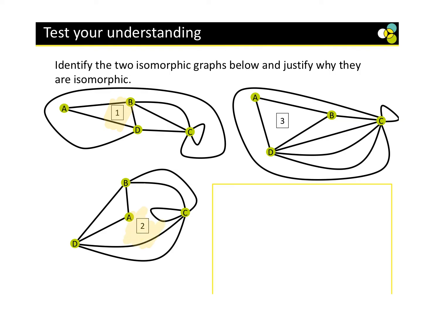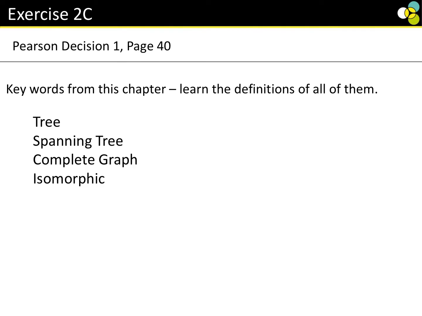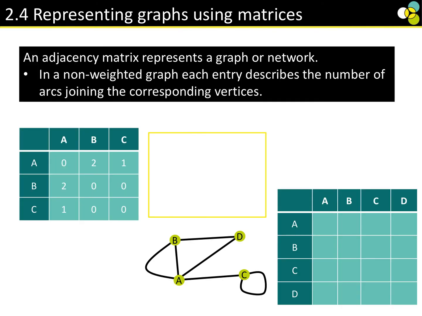Well done. Okay, so for this part of the chapter, we've learned about trees, spanning trees, complete graphs, and isomorphic graphs, okay? Again, if you need more help on that, please use the book. Okay, last but not least, and then we will be able to move on to Prim's, Kruskal's, and Dijkstra's, which I'm really excited about once we've got all the terminology.